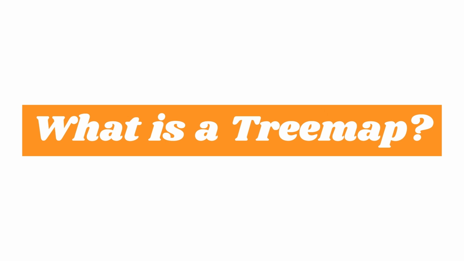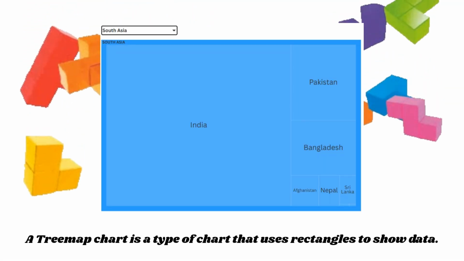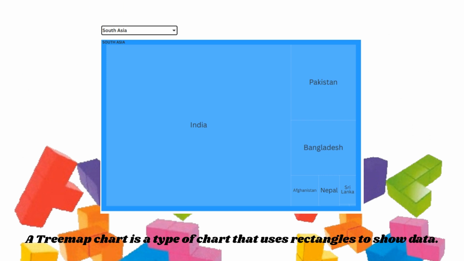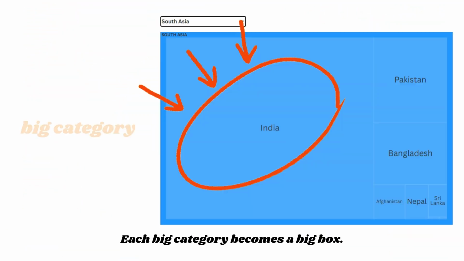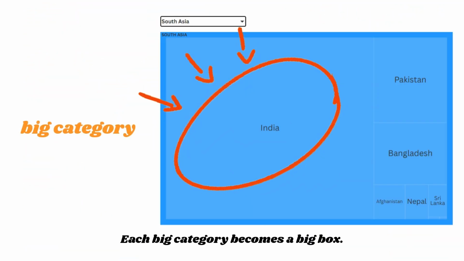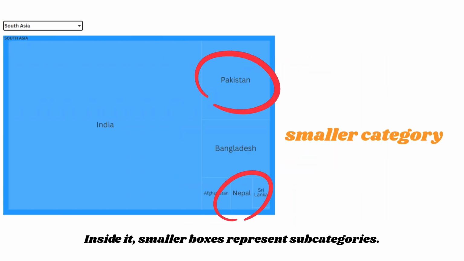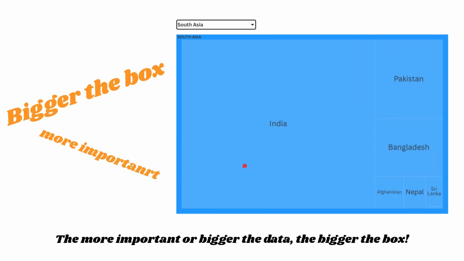What is a treemap? A treemap chart is a type of chart that uses rectangles to show data. Each big category becomes a big box. Inside it, smaller boxes represent subcategories. The more important or bigger the data, the bigger the box.